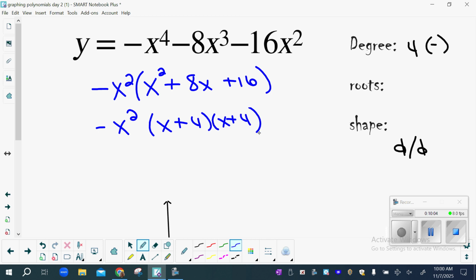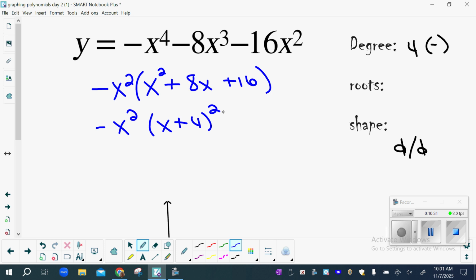Now, here's two ways to do this one. You can leave it like this and know you're going to have two of the same roots, -4, -4. If you have two of them, it's a bounce. If you have three of them, it's a wiggle. If you have one of them, you're just driving through. But some of you got a little fancy, and I love that for you, and you went like this, and again, it's a bounce, right?